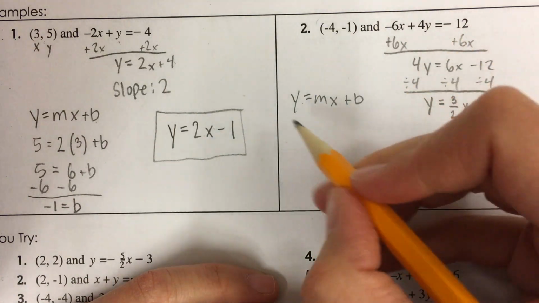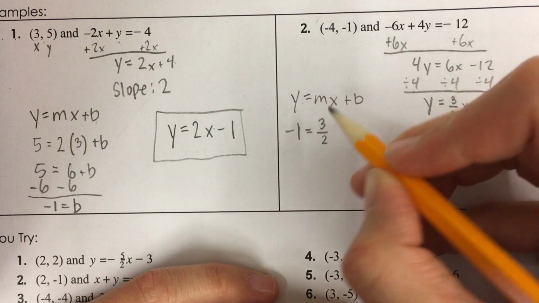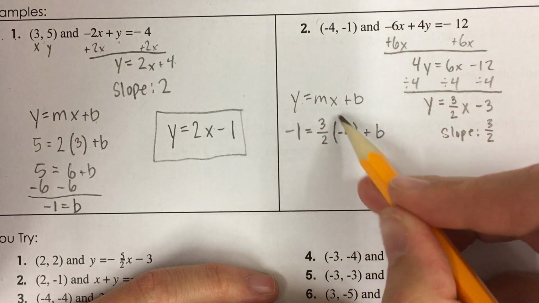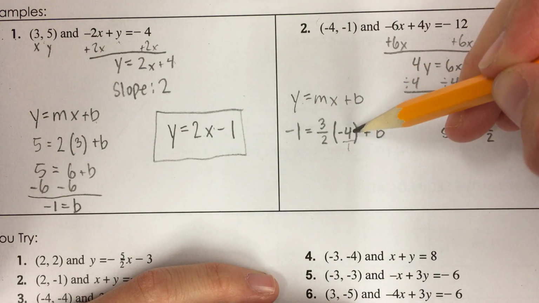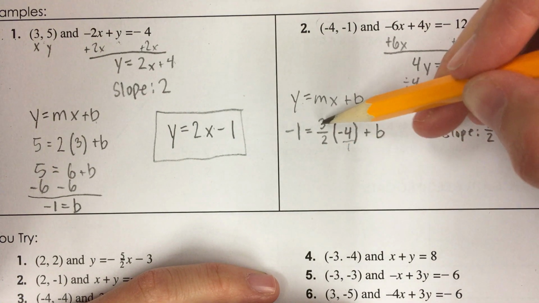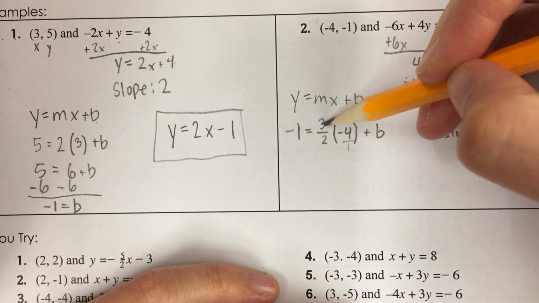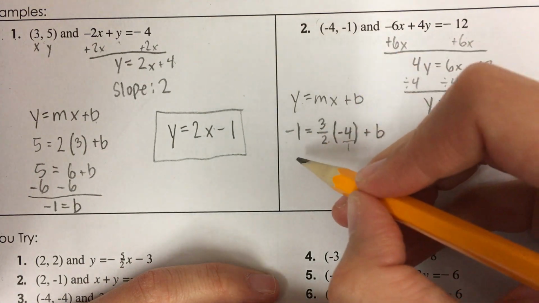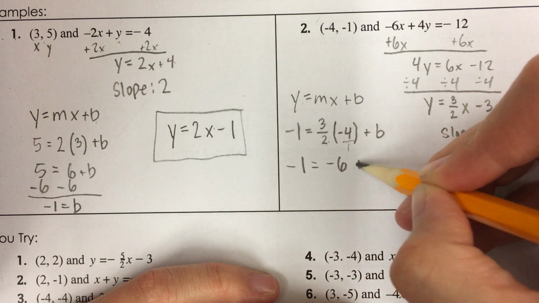Okay, and I'm going to plug in my x and y value. So my y value is -1. My slope is 3 over 2 times -4 plus b. Okay, now how do I multiply this? I can pretend this is -4 over 1, right? So that's 3 times -4 is -12. And then across the bottom it would be 2 times 1. So that'd be -12 divided by 2. And notice what I'm really doing is I'm multiplying this number by the top, -12, and then dividing by the bottom. So -12 divided by 2 is -6. So 3/2 times -4 is -6.